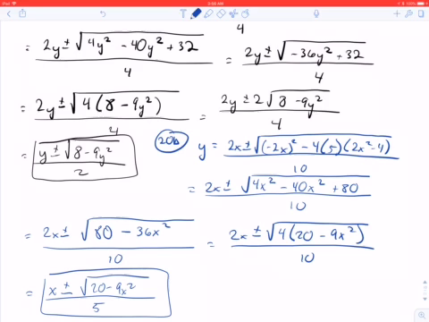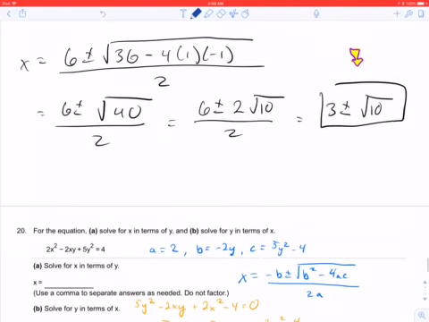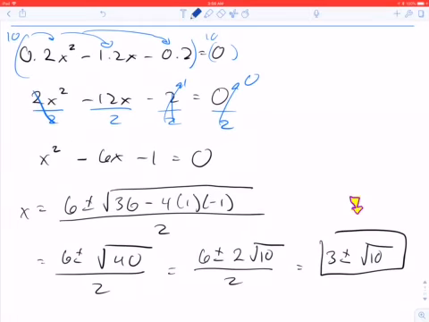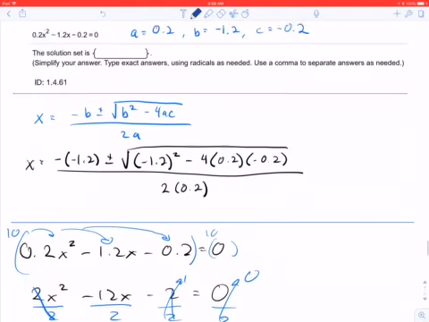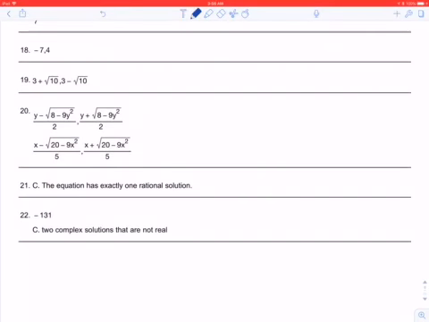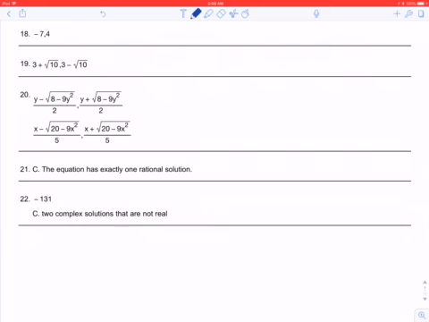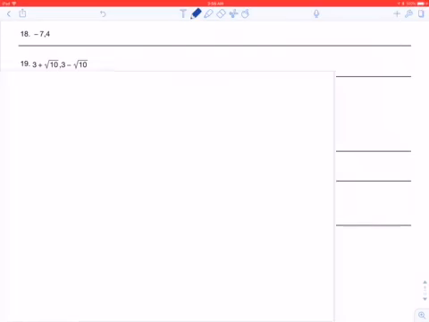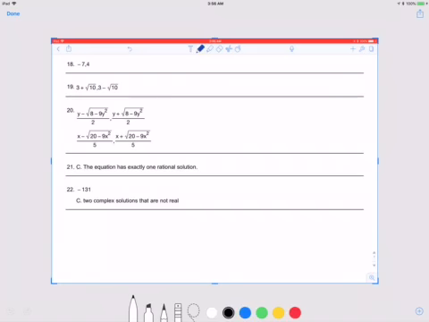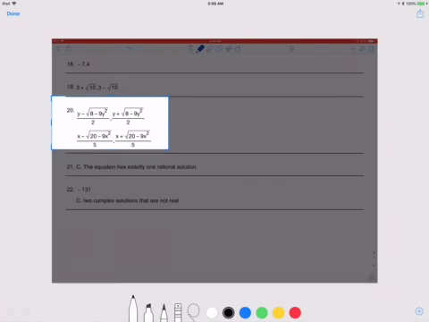Okay. I actually have the results up above, so let's look at it. So I think we checked that one, and that one was fine. This was number 19. So 19, you see 3 plus or minus the square root of 10, and I think we got 20 correct as well. Let's do a side by side comparison. So 20 was the one that was giving us a little bit of a hard time, which is fine.